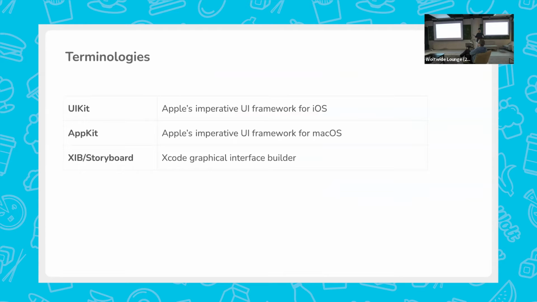Right. Up front, I also wanted to bring up some key terminology that you might hear me repeat several times during the talk. The first one is UIKit, which is Apple's imperative UI framework for iOS as well as iPadOS. AppKit is the macOS counterpart for it. And then you also hear XIB and Storyboard. This is the Xcode GUI builder, this kind of WYSIWYG.